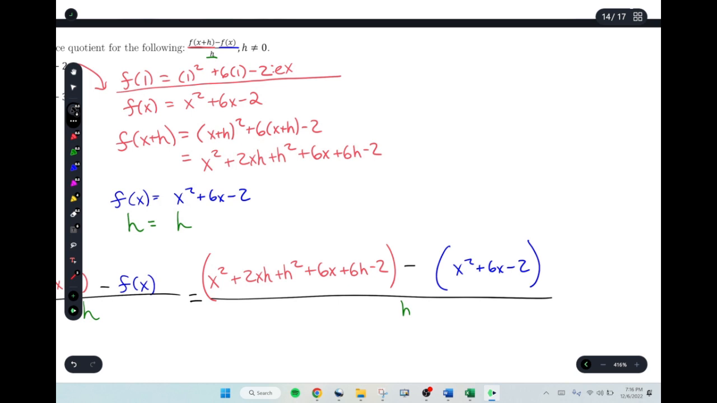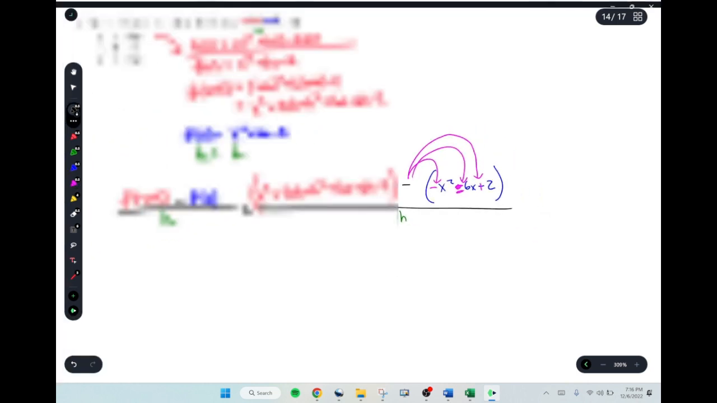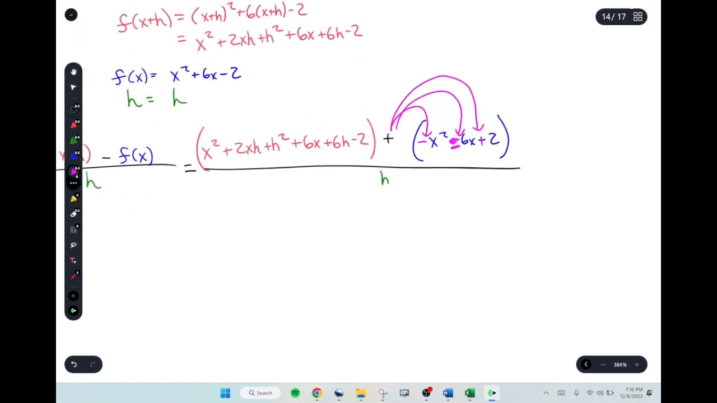Now does anything cancel? Let's find out. Negative sign. Different color. Negative sign. I don't like that at all. Hang on. Negative sign. Positive sign. Anything cancel here? You're saying negative 2 and positive 2? What about the x squareds? X squared and negative x squared? Negative 6x and positive 6x?